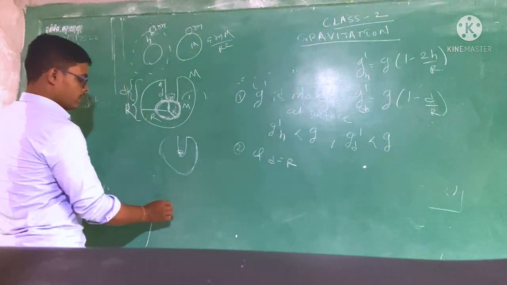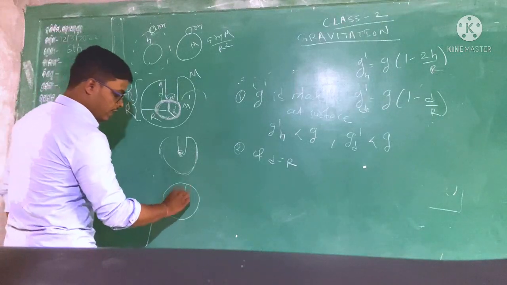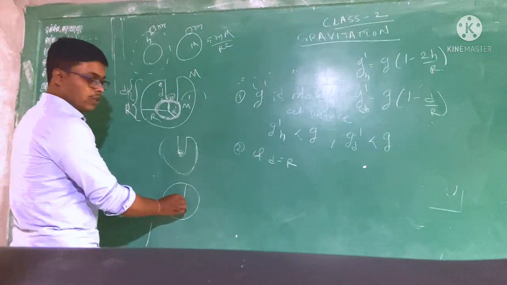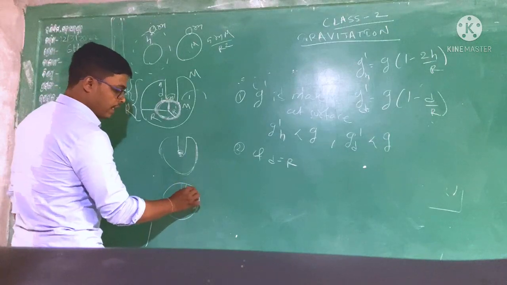What is r? This is the r. Okay, so this is the radius and this is the center, and we have taken this value as d.